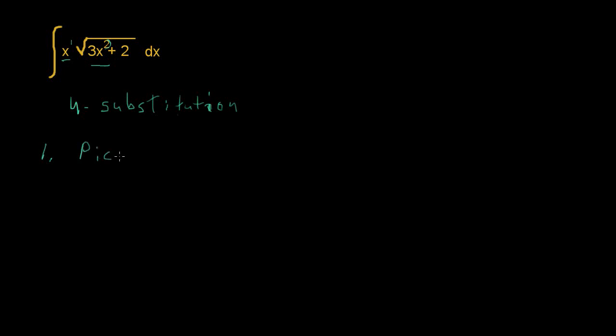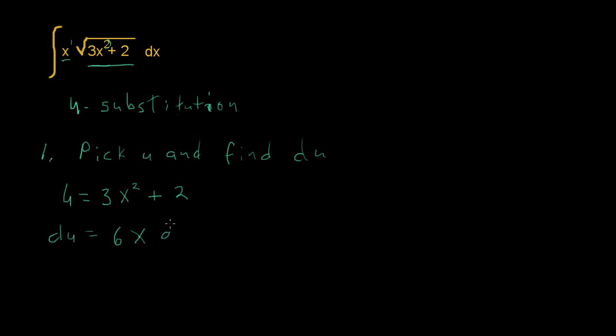And so what's the first step? The first step is to pick u and then to find what du is. Okay, and so to pick u, we pick u to be the expression with the highest power, which is 3x squared plus 2. And we take the derivative of both sides here and we get 2 times 3 is 6x dx. So du is equal to 6x dx.